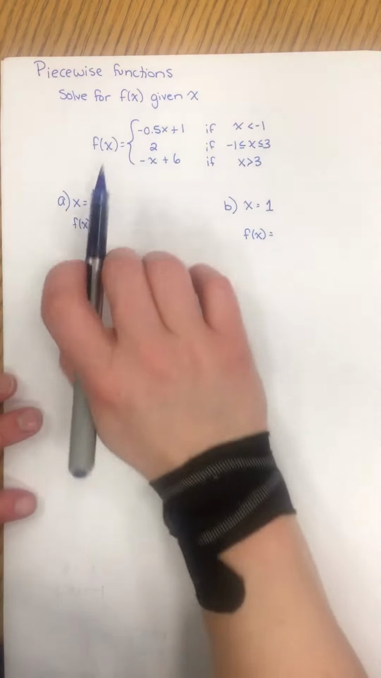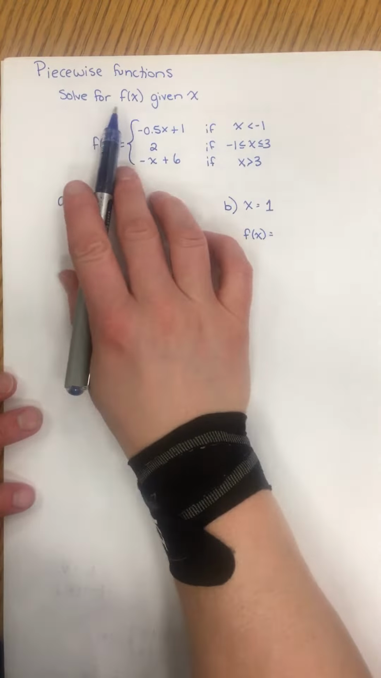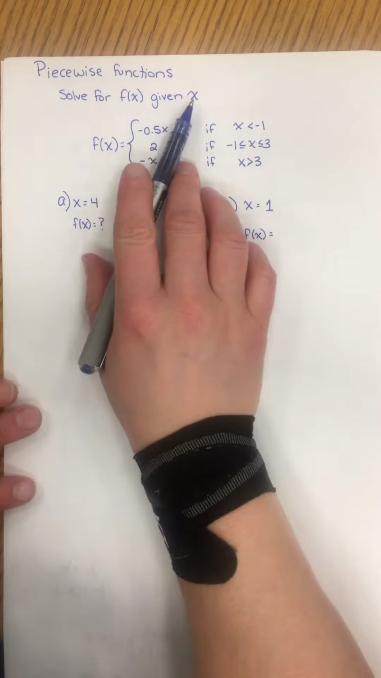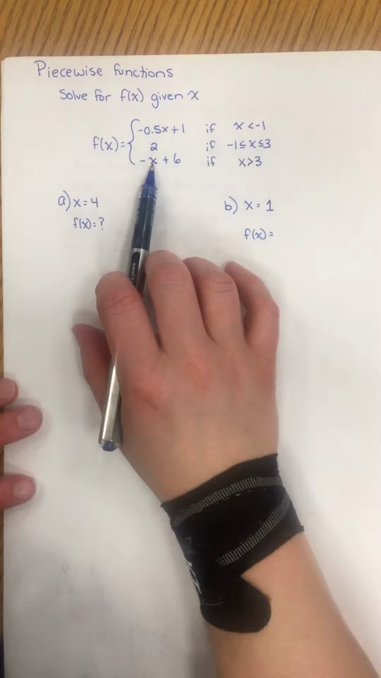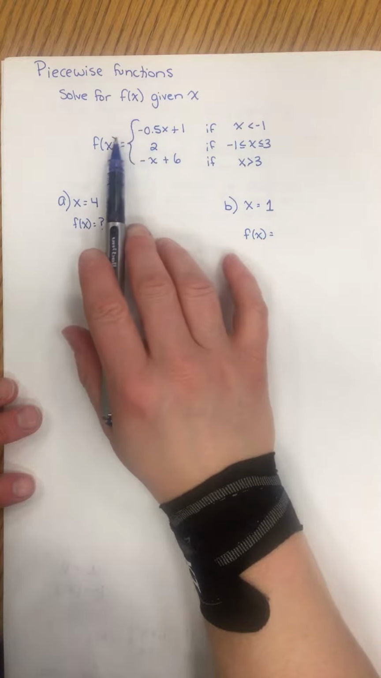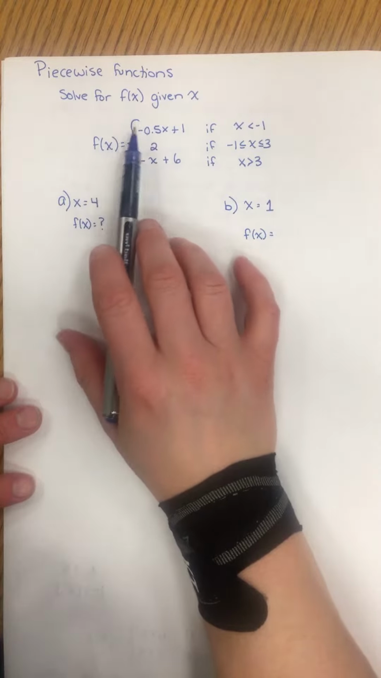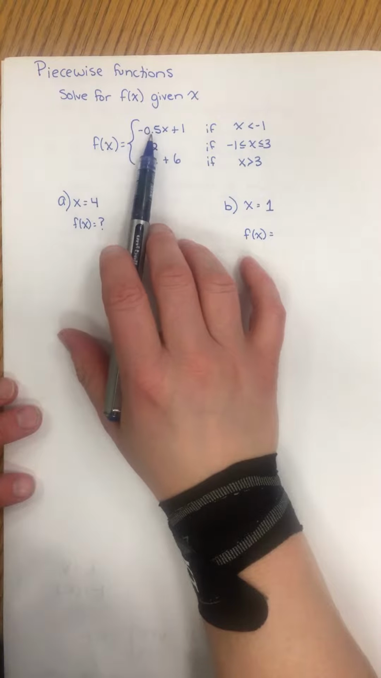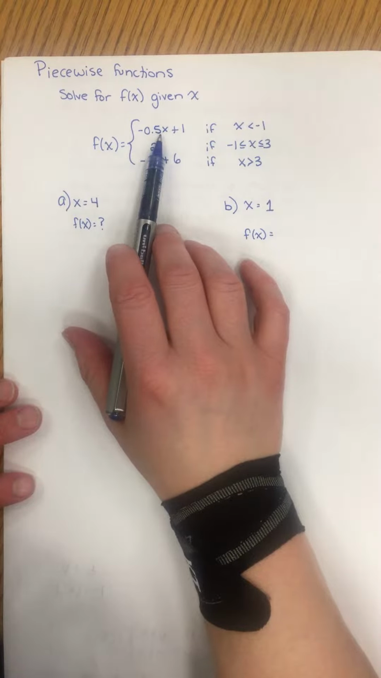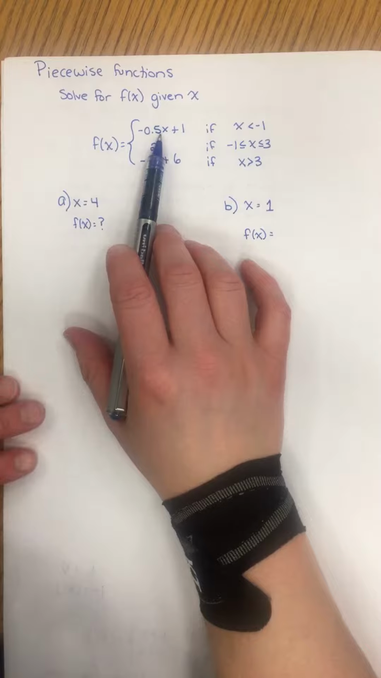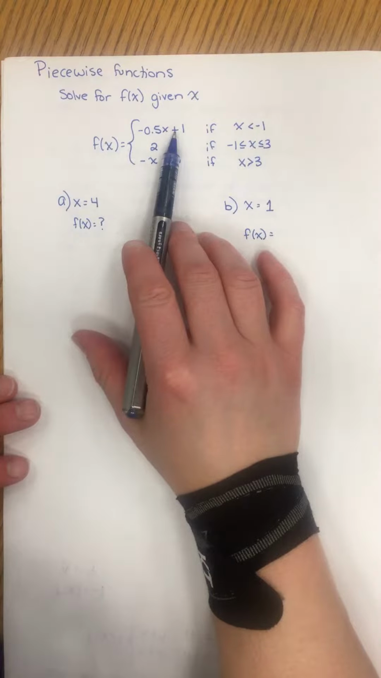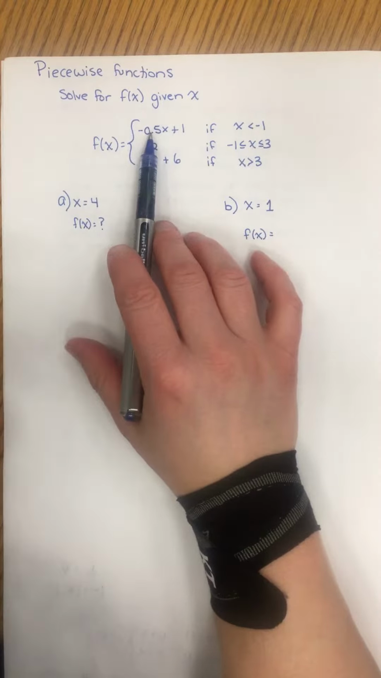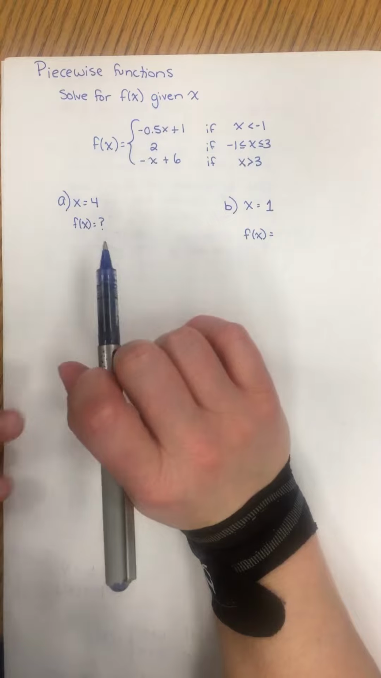So solving piecewise functions, well, first we're going to solve for y given x. A piecewise function is when you have different functions all on one graph. So we have the first one, which is a linear function, y equals negative 0.5x plus 1, so y equals ax plus b. And this is only true if x is less than negative 1. So up until negative 1, we have a line that's y equals negative 0.5x plus 1.